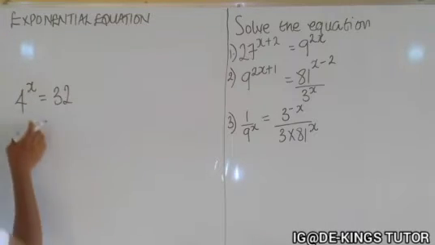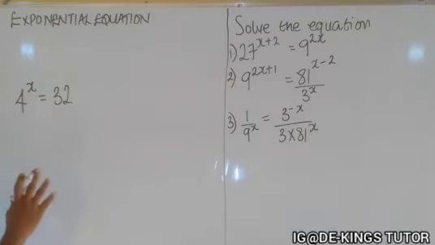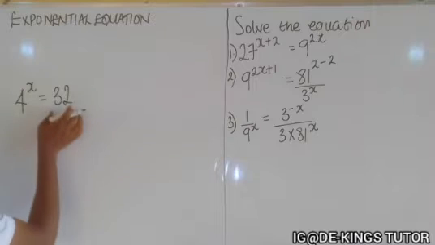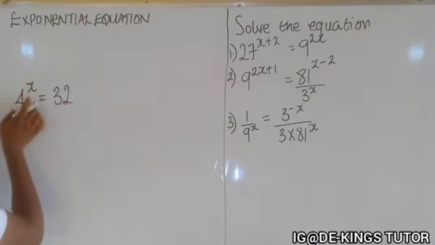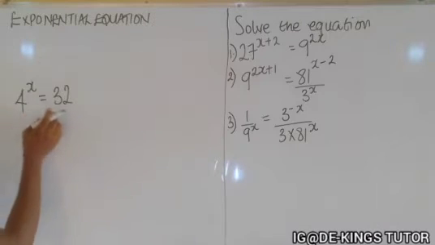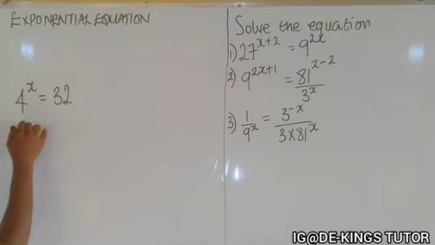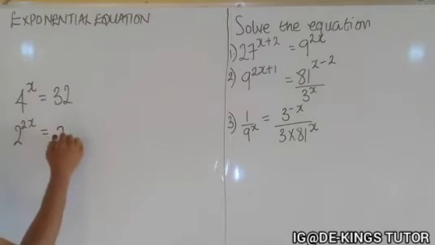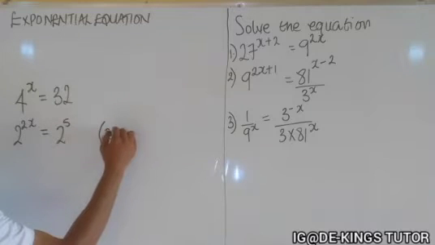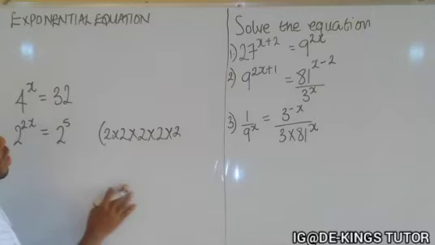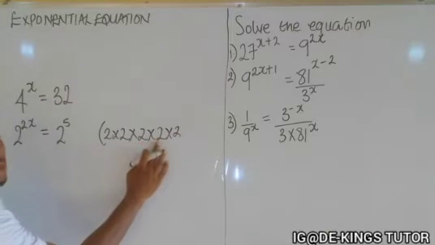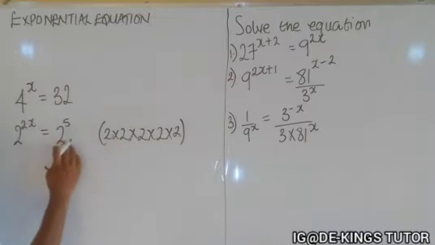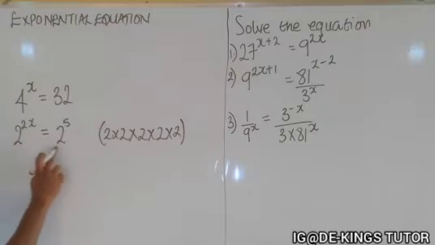The first thing we have to ask is, how can we express these two sides to have the same base? We are going to look for a value such that we can express this in terms of its powers, and also express this. Now, 4 can be 2 raised to the power 2, because 2 times 2 is 4. And 32 can be 2 raised to the power 5, because 2 times 2 is 4, 4 times 2 is 8, 8 times 2 is 16, 16 times 2 is 32. So 2 raised to power 5 is 32.